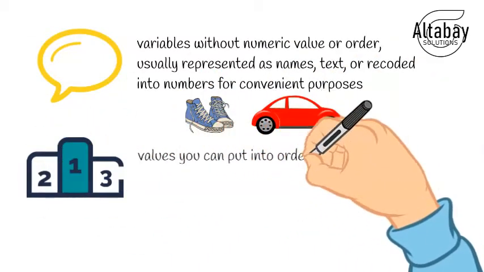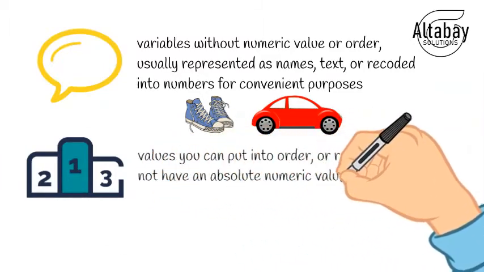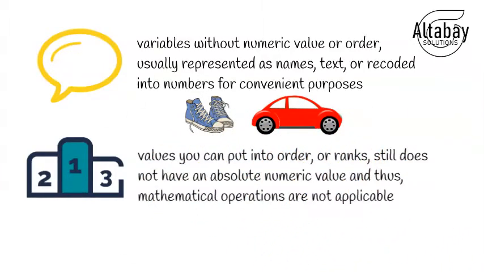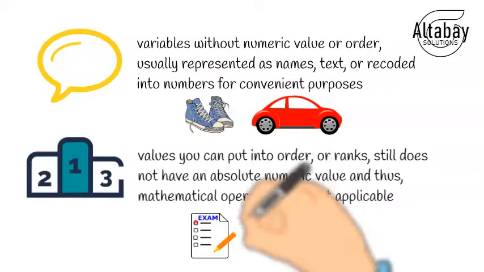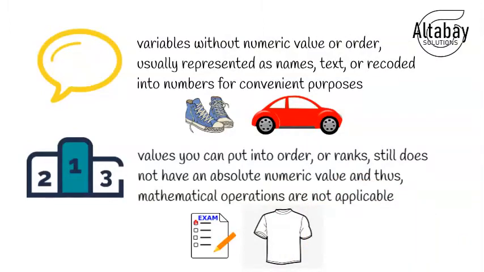Next is the ordinal scale, which include values you can put into order or ranks. It can also be expressed as numbers. For example, a person's rank in an exam can be ordered because we know that the 5th placer is higher than the 8th placer. Or it can also be expressed in categories. Sizes of shirts. Small, medium, and large are not numbers, but we know that large is bigger than small.